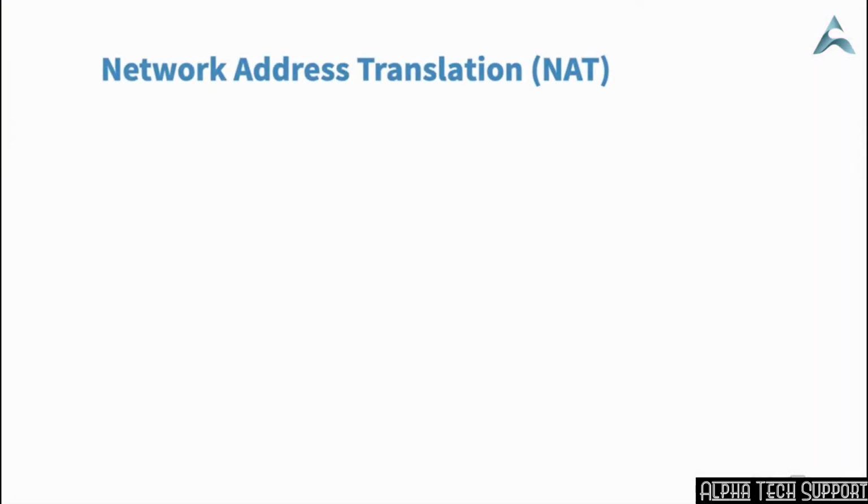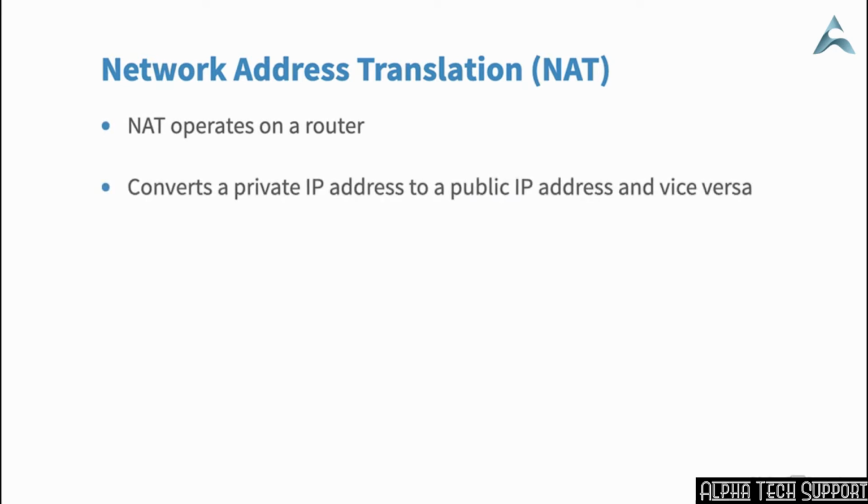We know that private IP addresses are only used on a local area network. In order to get to the internet, a host on the inside of a LAN must go through a router and be translated into a public IP address. Network address translation operates on a router and converts a private IP address to a public IP address and vice versa. Let's see how this works.